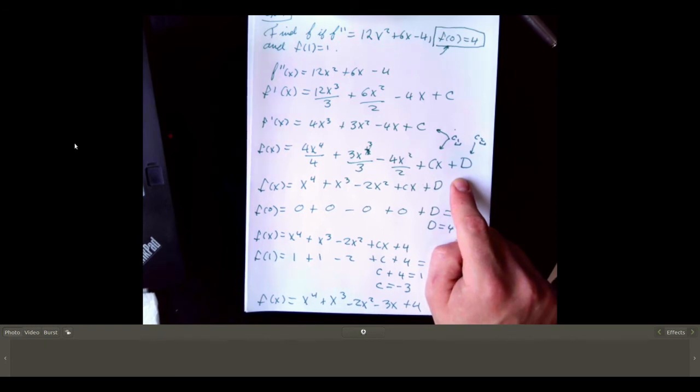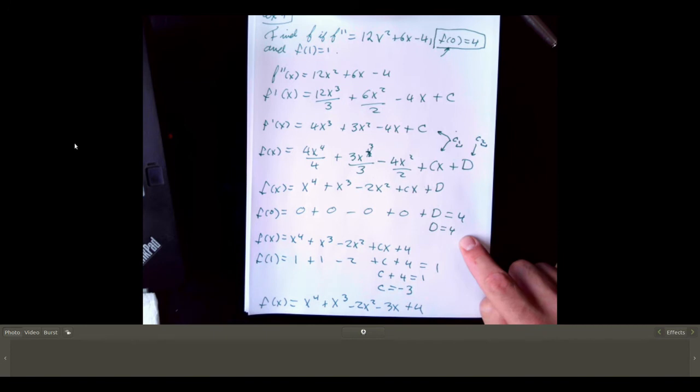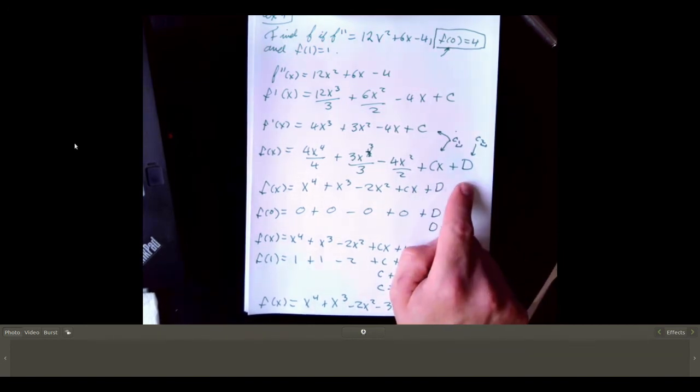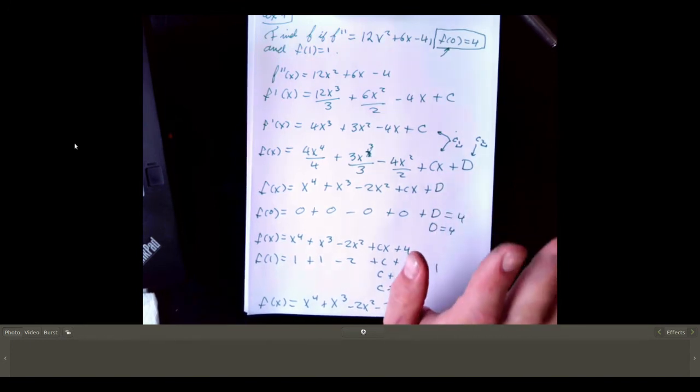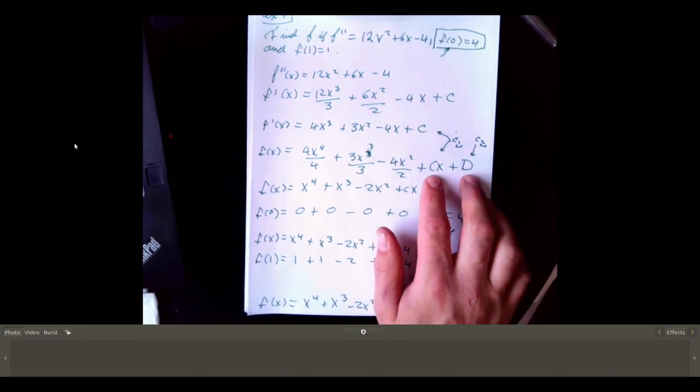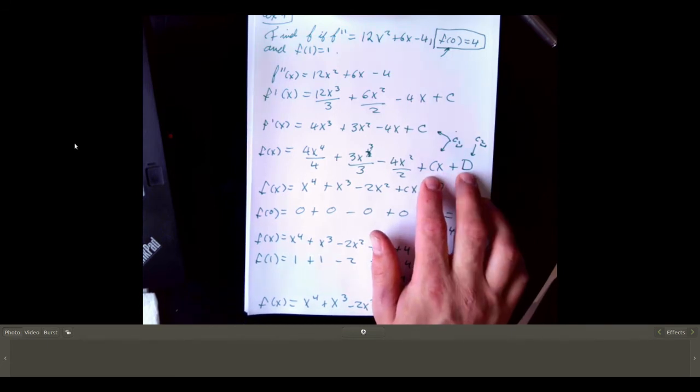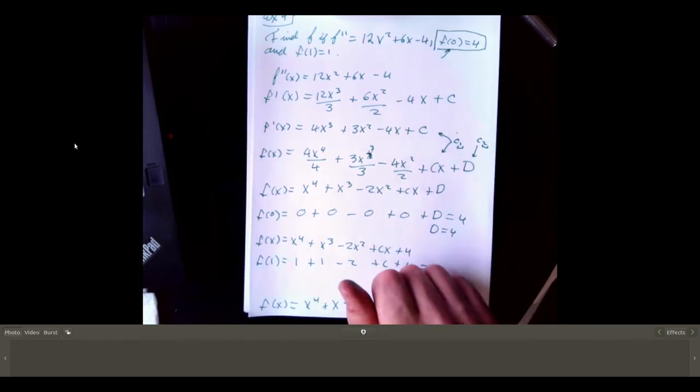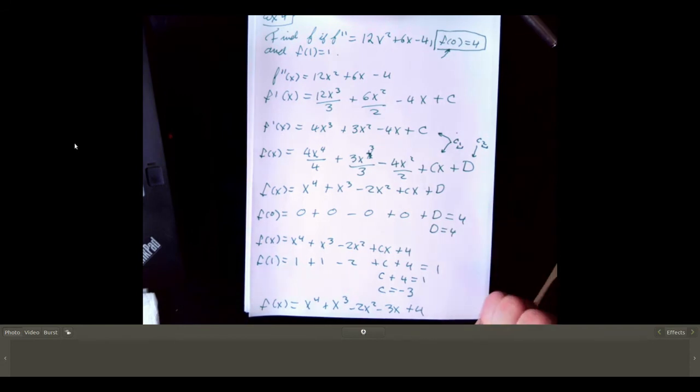Don't call it C. This constant isn't necessarily the same as this constant. As we found out here, they had different values. So I don't care if you call it C and D. I don't care if you call them C1 and C2. Just don't call them both C. If you call it C and then D, I would not recommend the next variable you choose be E, just because E is a number.